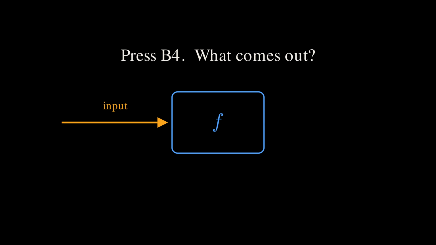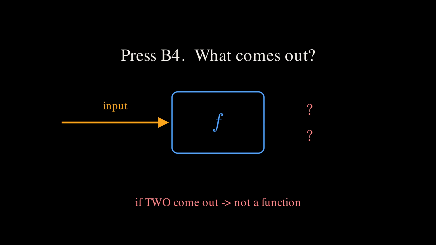Picture a vending machine. You press one button, B4, and out comes exactly one thing. One press, one snack. Every single time. That is the whole idea of a function. A rule that takes an input and gives back exactly one output. So here's the question that decides everything. What if you pressed one button and two different snacks fell out? That machine is broken. And in maths, that broken rule is simply not a function.